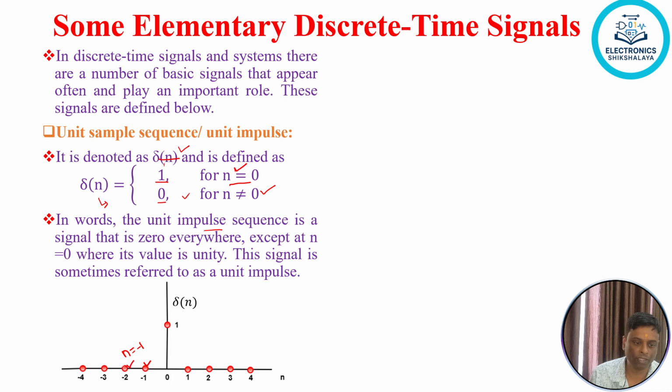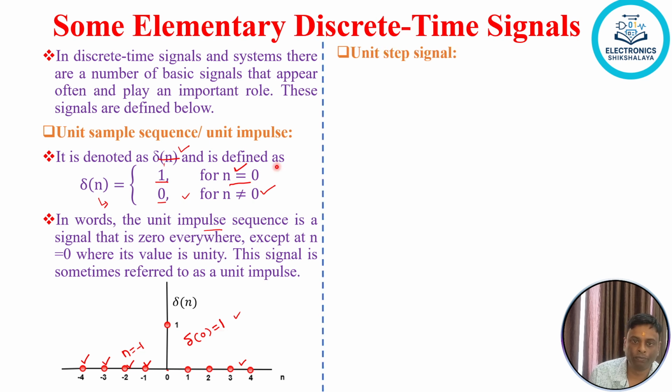Similarly, at n equal to -2, the del of n value is 0, and so on and so forth. So it is defined only for n equal to 0. Del of 0 is equal to 1, and all other values are equal to 0. So this is our unit sample sequence or unit impulse in the discrete domain.